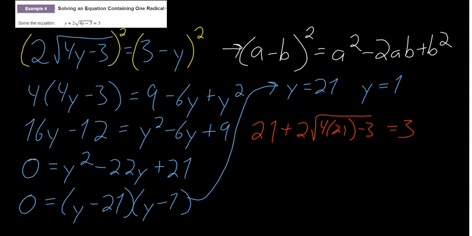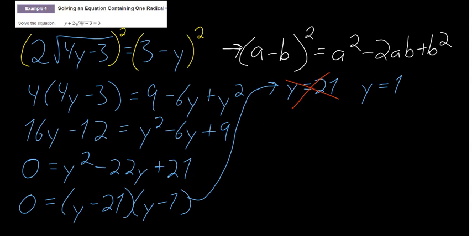Okay, well 4 times 21 is 84. 84 minus 3 is 81. The square root of 81 is 9. So it's going to be 21 plus 2 times 9, which is 18. It's equal to 3. Okay, and we know that is not true, right? 39 is not equal to 3, so y is equal to 21 is not a solution. Okay, now let's do 1.